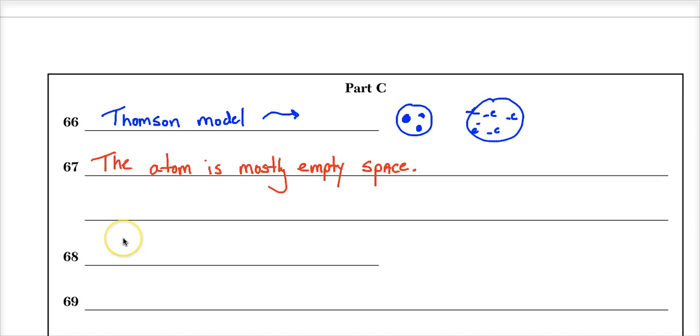So I write, of course, the atom is mostly empty space, and that'd be good enough. You could also say it has a small, dense nucleus, which is the other part of the conclusion. It's positively charged. It has a nucleus. All of that was basically given to you right in the chart. They just wanted you to take it right out of the chart. To me, this is reading comprehension. Very strange to me to have something that easy, but I guess you can take it if they give it to you.